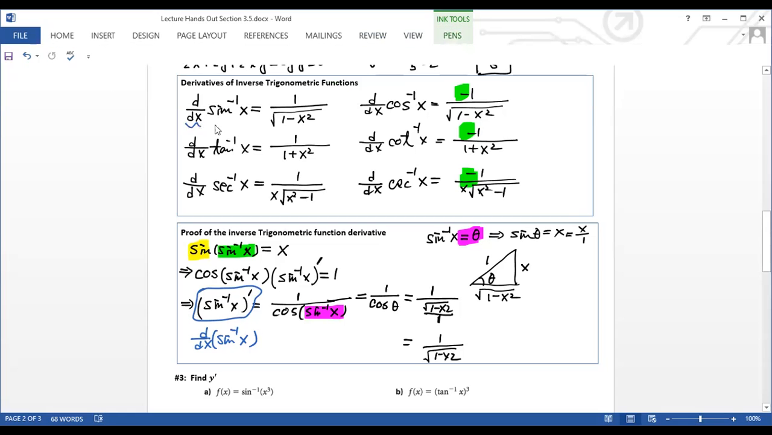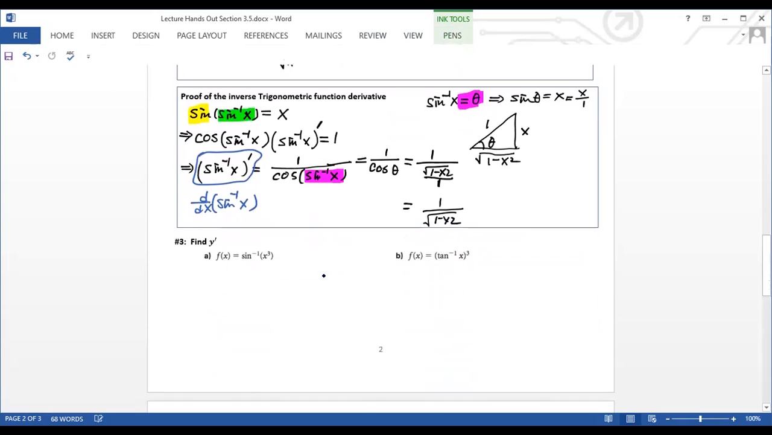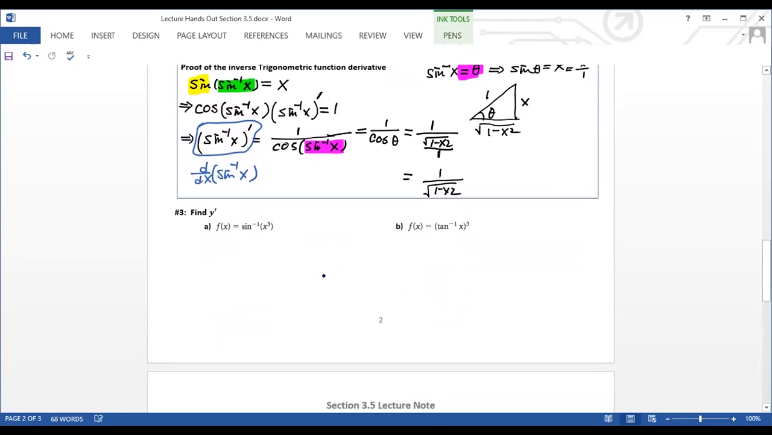So the derivative of inverse sine x is equal to 1 over the square root of 1 minus x squared. It's very, very simple. You just use the inverse function property, then you do the same thing like we did with the chain rule. You take the derivative on both sides and solve it for that. All right. Okay, so now let's take a look at some examples here.